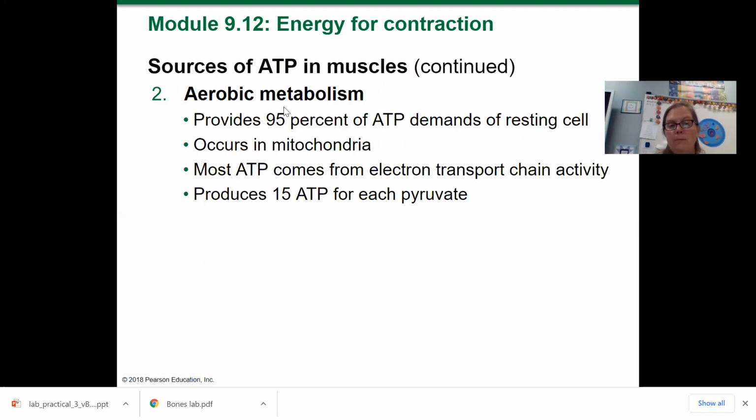Aerobic metabolism, or aerobic respiration. This is the majority of your ATP. This number varies, but overall for the aerobic, it's about 15 for each pyruvate. You might have come up with an overall number of like 30 to 32 when you talked about all of cellular respiration in your biology class, so that does include glycolysis as well.